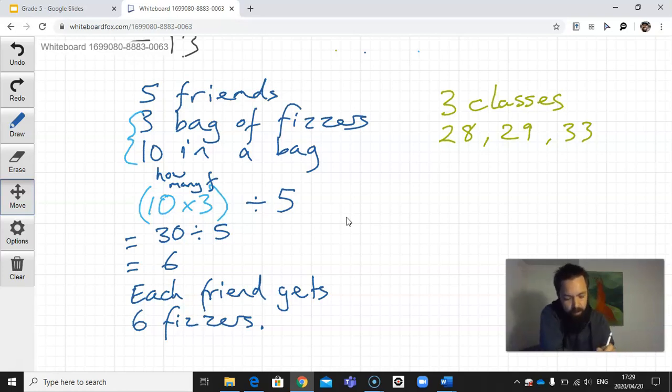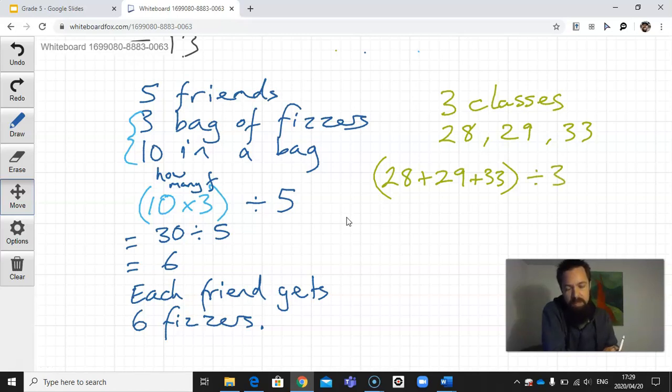We have 3 classes. That's how many are in each class, and we want to know what the average is. So average means we've shared them out equally. So let's find out how many learners there are altogether, and then we will share them out between the 3 classes. So to find out how many there are altogether, we're going to do an addition problem. So we're going to add those 3 things together, and then to share them out equally, sharing being division, we're going to do that.